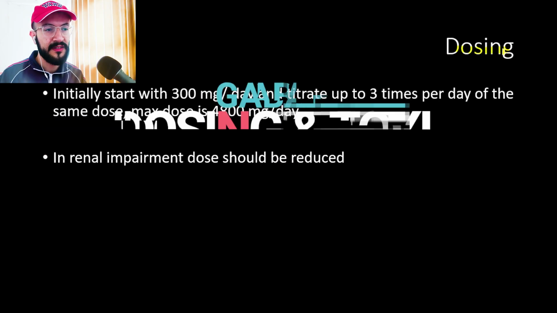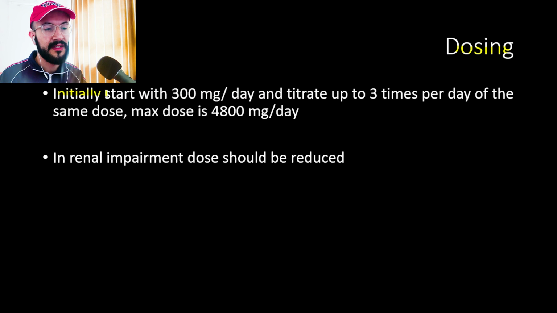Regarding dosing, initially start with 300 milligrams per day and titrate up to 3 times per day of the same dose, meaning 900 milligrams per day. The max dose is 4,800 milligrams per day. And in renal impairment, the dose should be reduced.